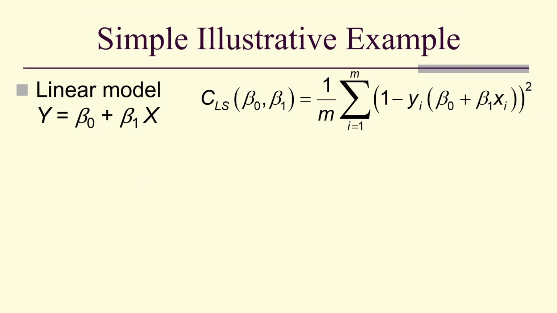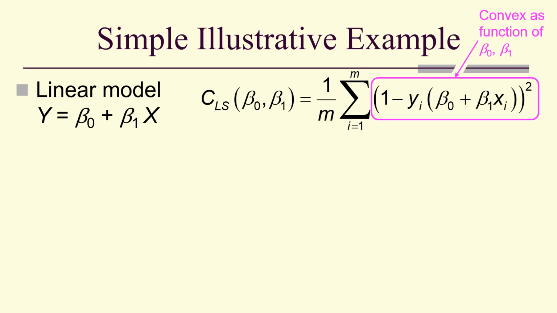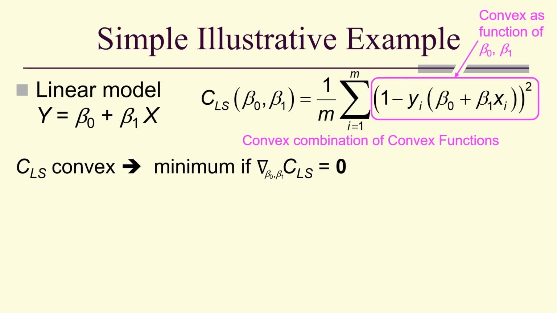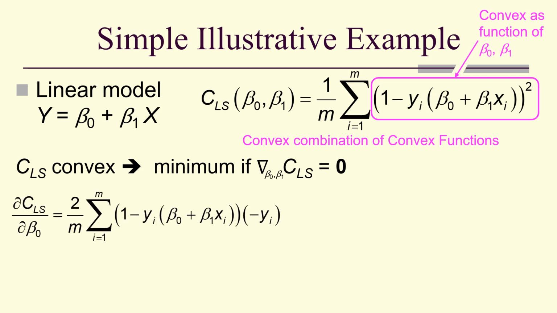So in summary, this is what we have. And let's look at our least squares cost function. Notice that the losses are convex as functions of beta naught and beta 1. And therefore, this least squares cost as a function of beta naught and beta 1 is a convex combination of convex functions. Therefore, it's convex. So therefore, we can find the minimum if we just take the derivative with respect to the parameters and set that equal to 0. So we take the derivative with respect to beta naught, which is this summation.